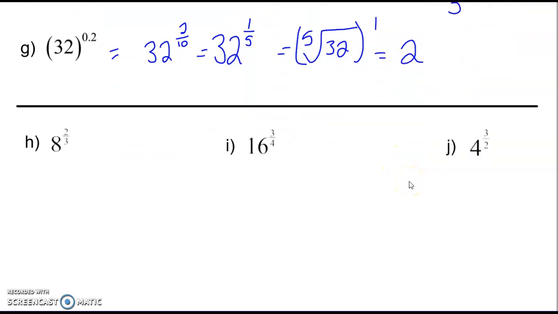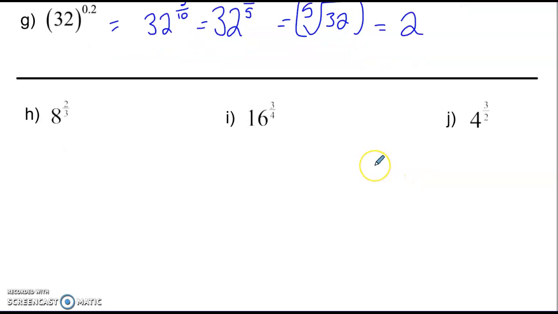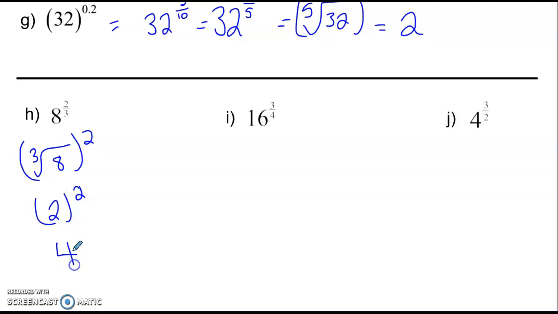Okay, let's look at what happens when we have a numerator other than 1. So let's look at H. We know this is going to be the cube root of 8 to the power of 2 this time, because our numerator is 2. The cube root of 8 is 2, and 2 squared is equal to 4. Here we have the fourth root of 16 to the power of 3. The fourth root of 16 is 2, so we have 2 cubed, which is equal to 8.